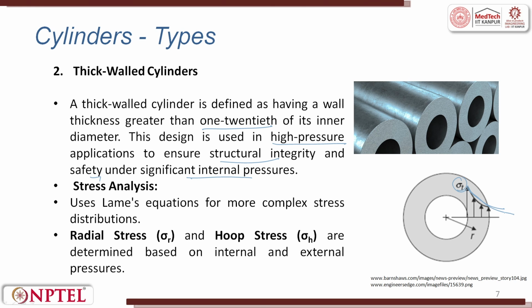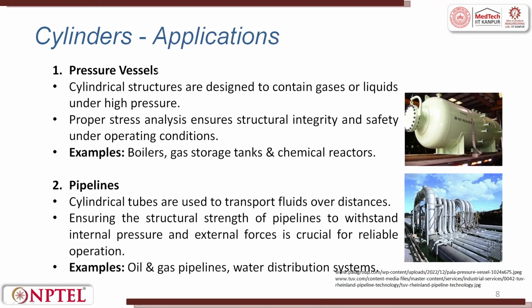This is the radius, and when we talk about the radius, we try to take the center of this thickness. For the stress analysis, we use Lamè's equation for more complex stress distribution. The radial stress sigma r and the hoop stress sigma h are determined based on internal and external pressure. So, as I told you, for the cylinder applications, this is a boiler.